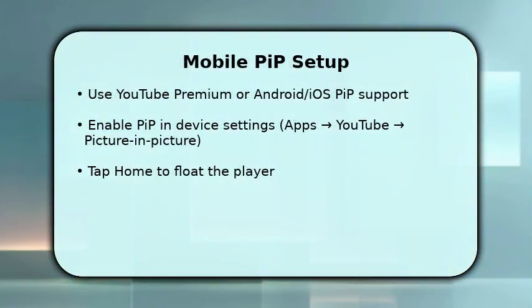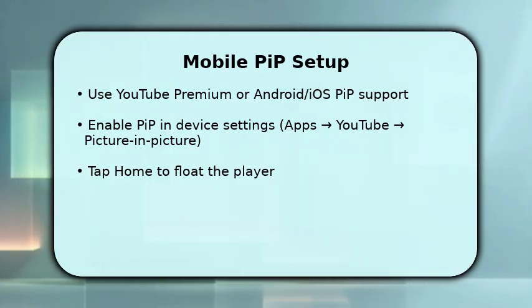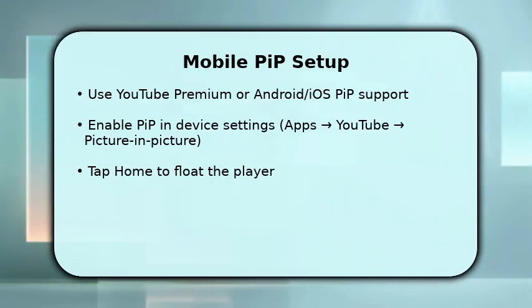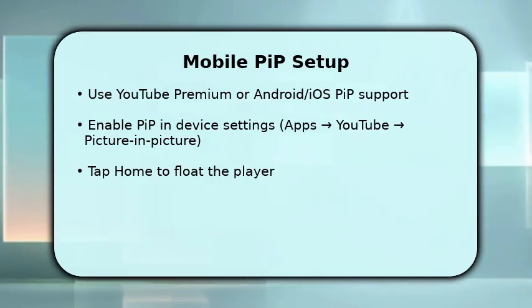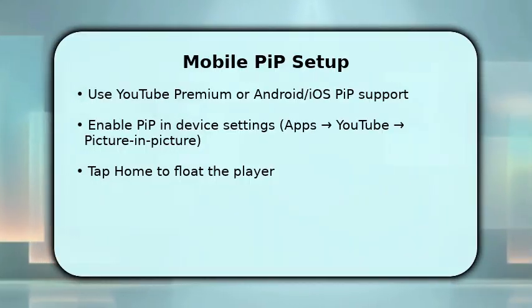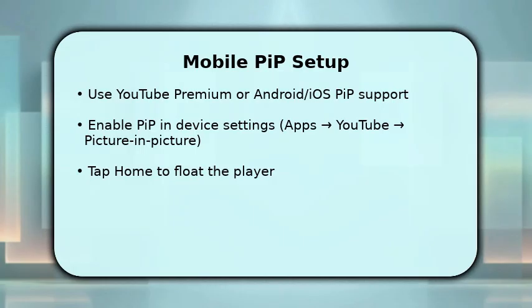On mobile, you either need YouTube Premium or native OS PiP support. Enabling PiP in system settings lets the app hand off playback to a floating window. Once enabled, start the video in the YouTube app, then press the home button or swipe up. The video will shrink into a corner. Make sure background app activity is allowed so playback continues. This prevents abrupt pauses. After that, you can move, resize, or dismiss the PiP window while using other apps.